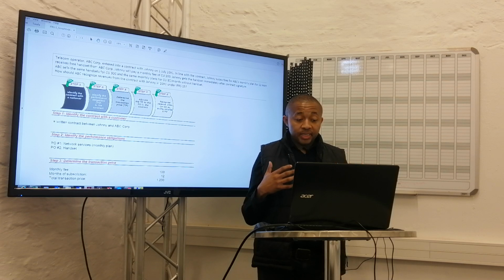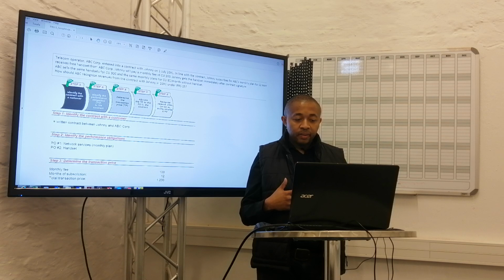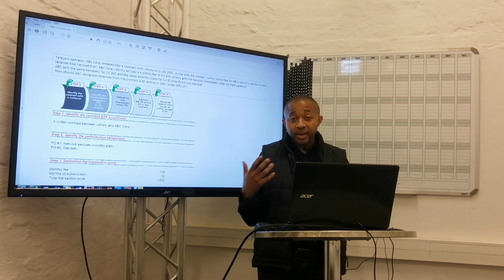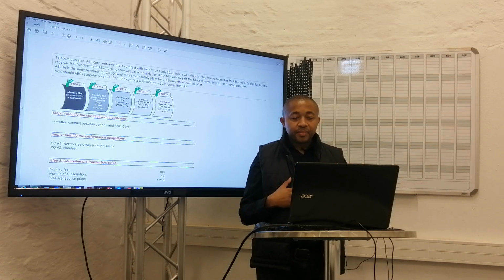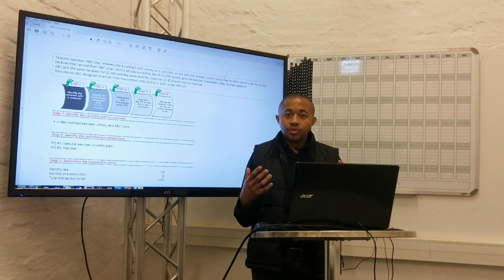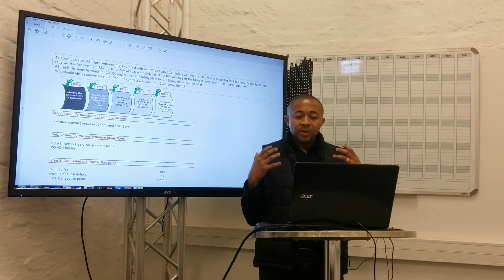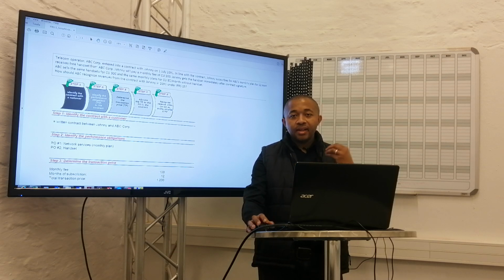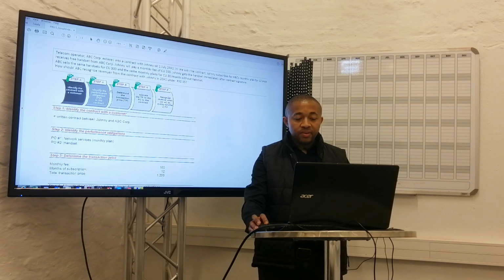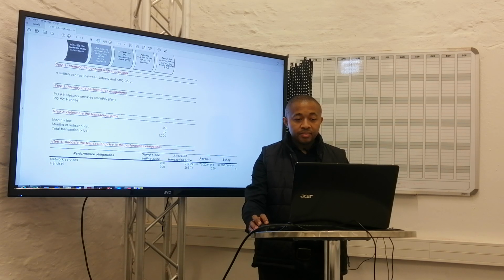The telecoms operator has a set of performance obligations. The first obligation is a network service plan, the monthly plan. The second one is a handset, so they have to deliver a handset. The second step that we need to do is to determine the transaction price. So what is the transaction price of the contract?